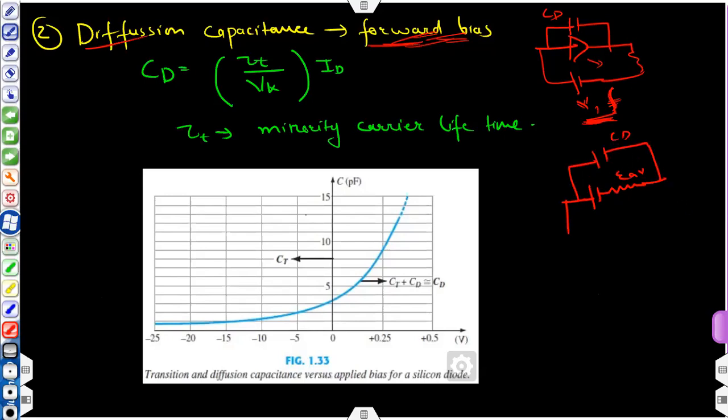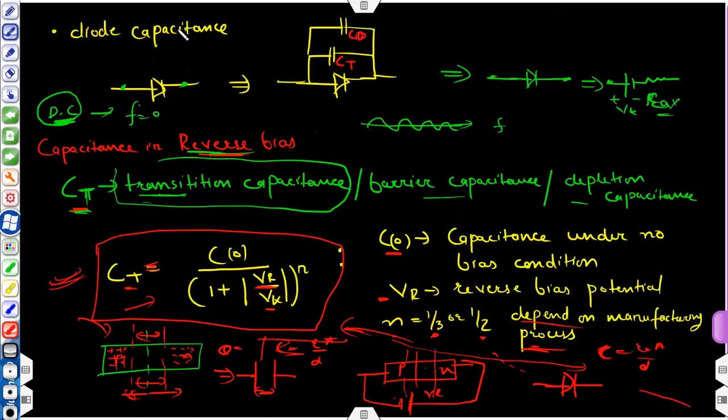Now this will be the equivalent circuit, and this is R external. So, forward bias. Sir, can you explain again what is diffusion capacitance? Diffusion capacitance: in the previous slide, I told you that a diode exhibits two capacitances. First is CT, second is CD. This is C of D.